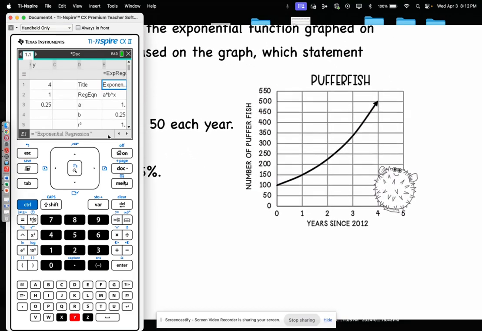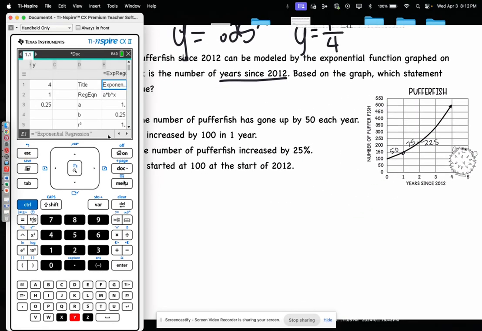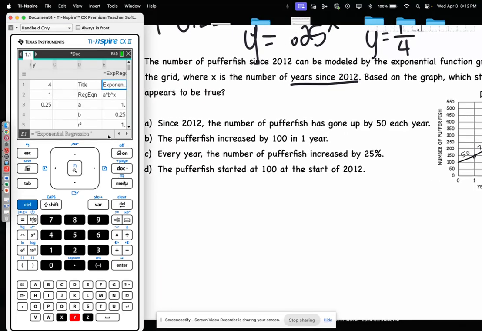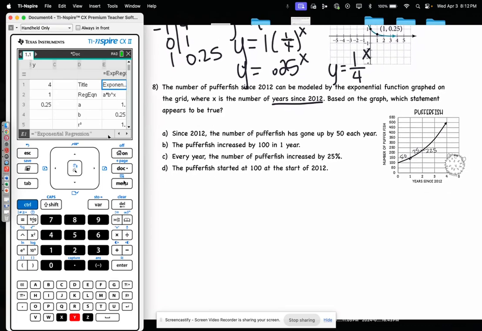So I'm gonna zoom in here. This first year it did go up 50, but the second year it went from 150 to about 225, which would be a 75 increase. So because it uses the word each year, that one is not going to be true. If it said in the first year, then we would be fine, but the wording is not correct. The pufferfish increased by 100 in 1 year. No, in 1 year it went up 50. Each year it increased by 25%.